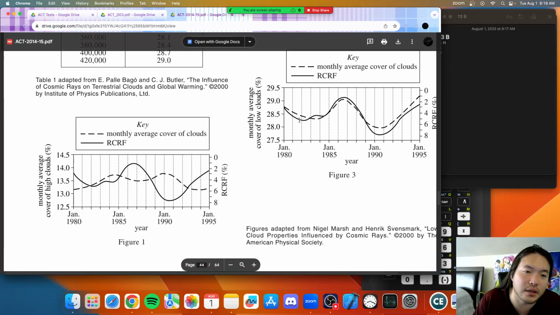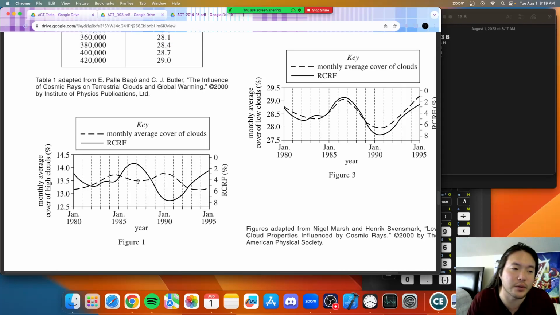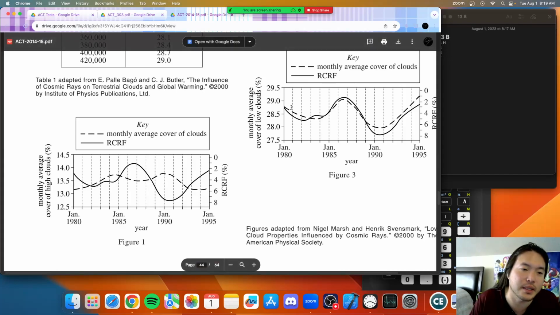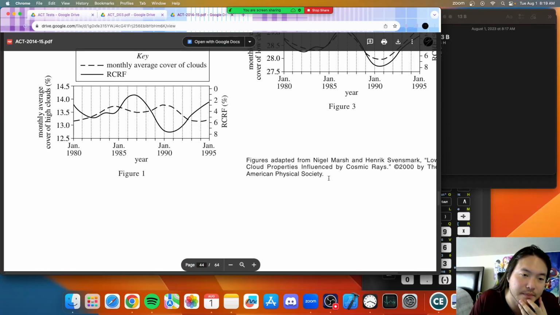The graph of the low clouds matches the RCRF very, very closely, whereas with the high clouds versus RCRF, I don't see the correlation. This is just not related. Sometimes the RCRF goes up when the high cloud cover goes down. Doesn't make sense. Whereas with this one, they go down together, they go up together, they go down together, they go back up together. It's very, very nice. Very compelling data here in figure 3.